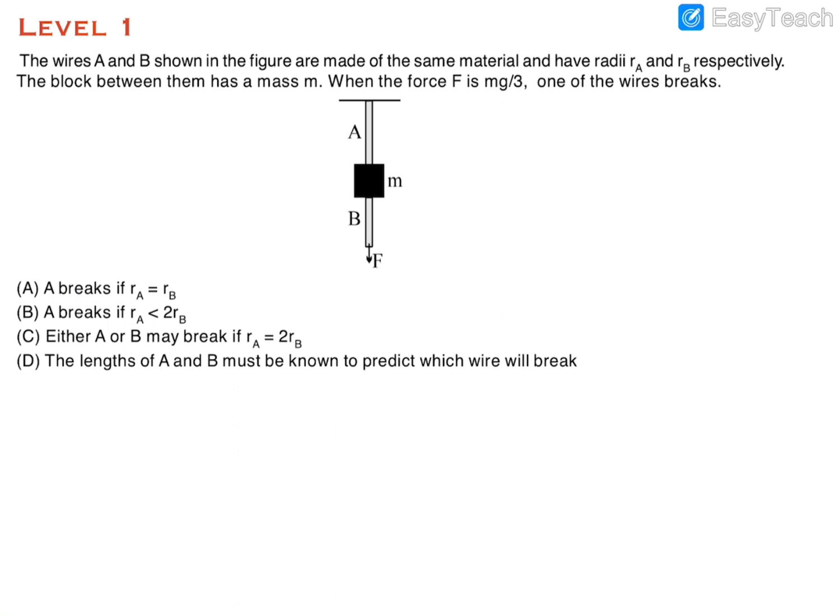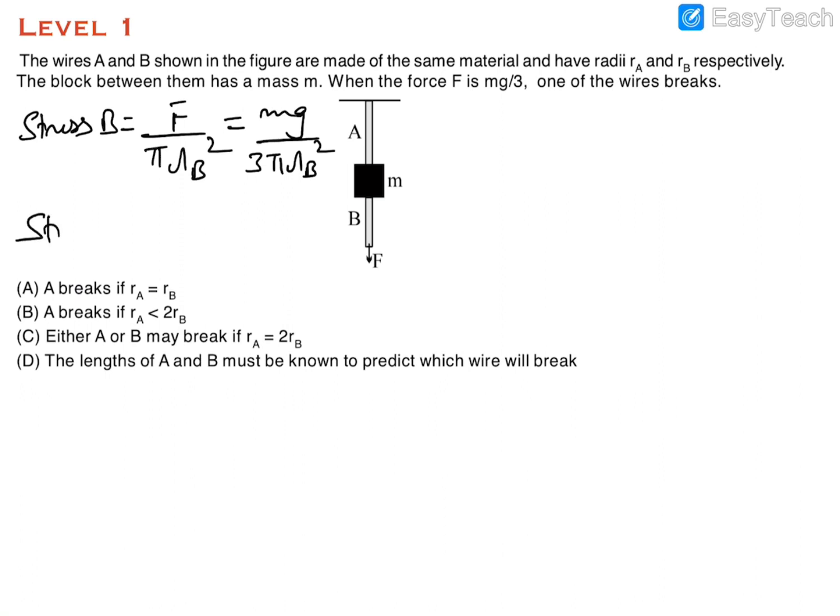First of all, let us see the stress developed in wire B. It is equal to F upon pi RB square, where F is mg by 3. So this is mg by 3 pi RB square. Now the stress developed in wire A: A has a total force of F plus mg. So this will be F plus mg, which is 4 by 3 mg, because F is mg by 3 and mg plus mg by 3 is 4 by 3 mg, and the area is pi RA square. So these are the stresses developed in these two wires.